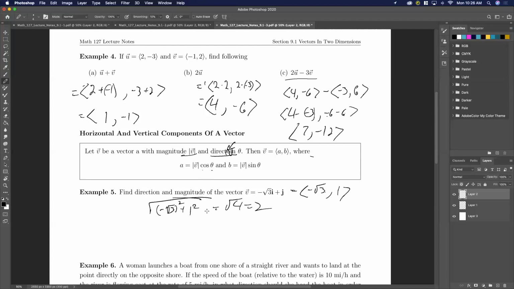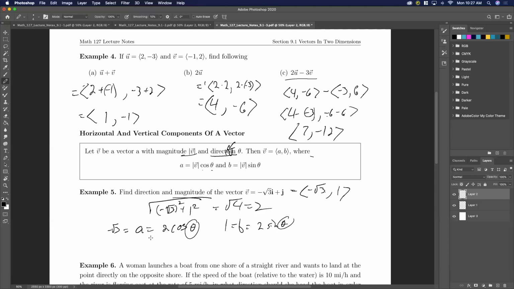Okay. So here, we're going to have A equals 2 times the cosine of theta, and then B equals 2 times the sine of theta. Do we know what A and B are? Yeah. A is minus square root 3. B is 1. So can we solve for theta now?